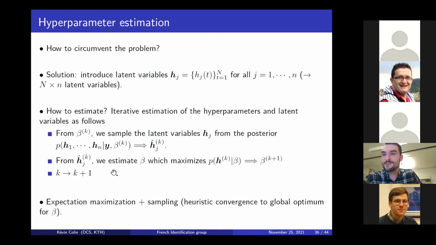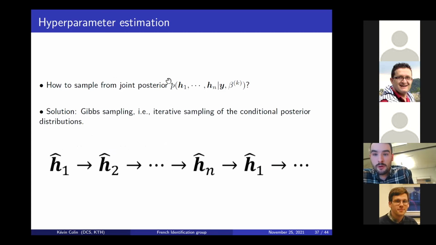Then, and this is where I have to talk about the intractability here, we have to sample from this distribution here. But the problem is that it's intractable if we want to find a closed form expression or use, for instance, the inversion method for the sampling.